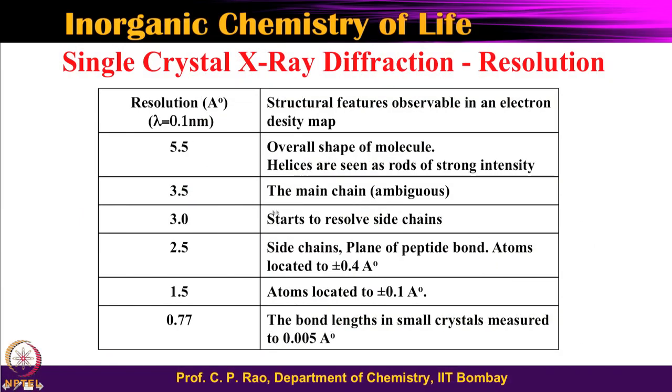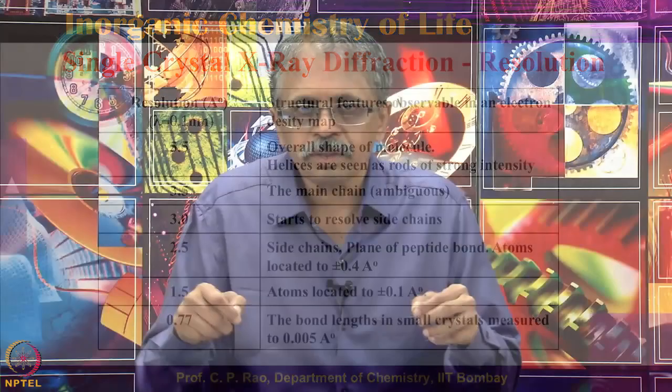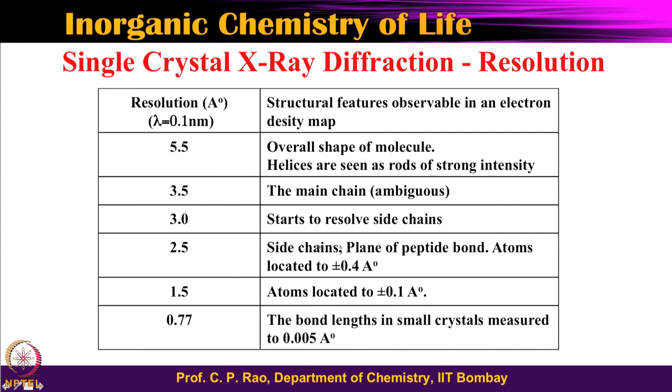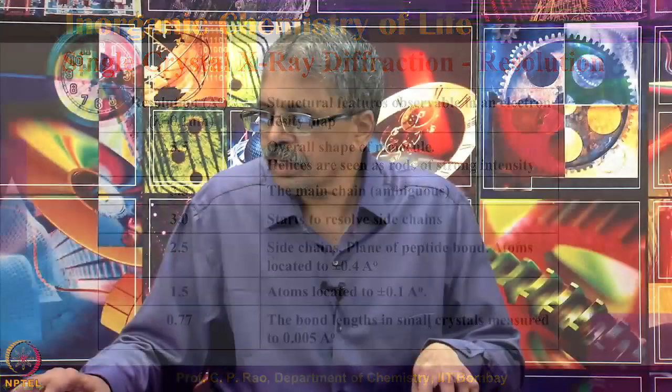So when you come to 3.5, you will start seeing the main chain, but not with very great clarity. Then you go to 3 angstroms, and you will start seeing each of the amino acid residues. You have seen in the previous class that the protein is formed from amino acids condensing through peptide bonds one after the other. You can see C alpha and residues, and that is what it means. If you go to 3 or below, you will start resolving the side chains and the peptide bonds, etc. Then at 1.5, you can start finding each of the atoms. And at 0.77, of course, you get very high resolution.